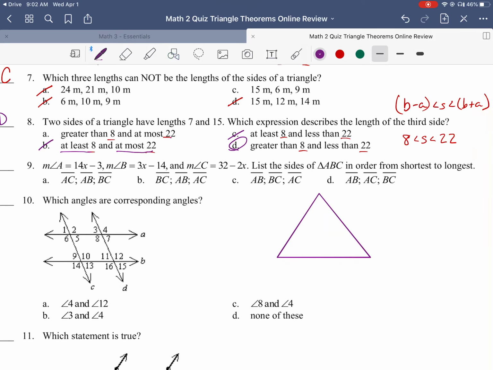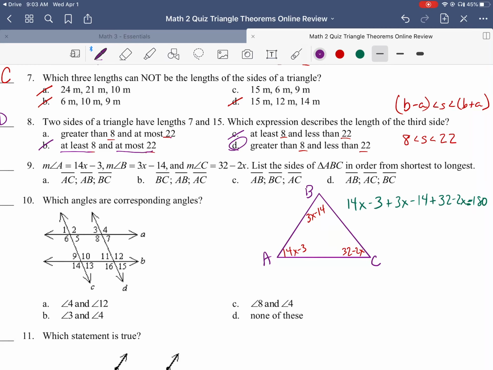Okay, so I have A, B, C. A is 14x minus 3. B is 3x minus 14. And C is 32 minus 2x. Okay, we don't know what any of those measurements mean. So what we do know is that in a triangle, there's 180 degrees. I'm going to add up all three of these and set them equal to 180 to figure out the value of x, so that I can figure out which one is actually the smallest and the largest.